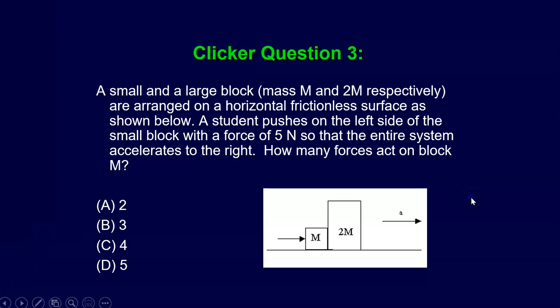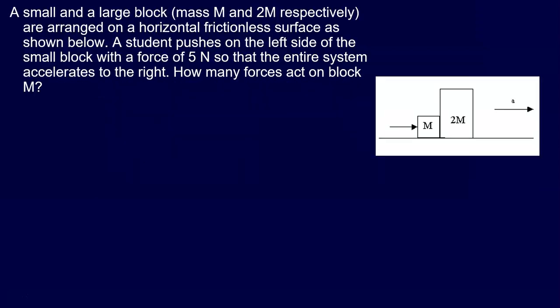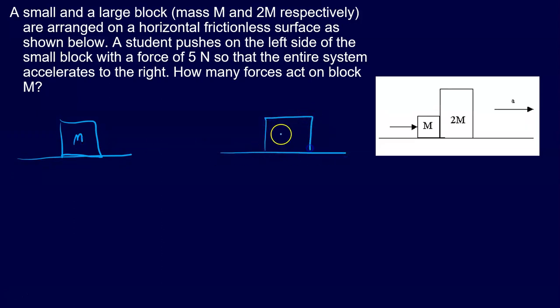Okay, so I got that there's 4 objects acting on block M. And so let's unpack this one a little bit. What we can typically do is look at both objects. So here's my block M, and here's my block 2M. Again, we won't be too interested in these, but it's nice to put them on there.